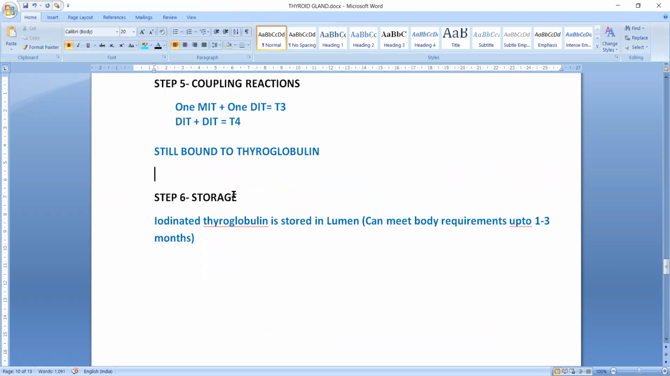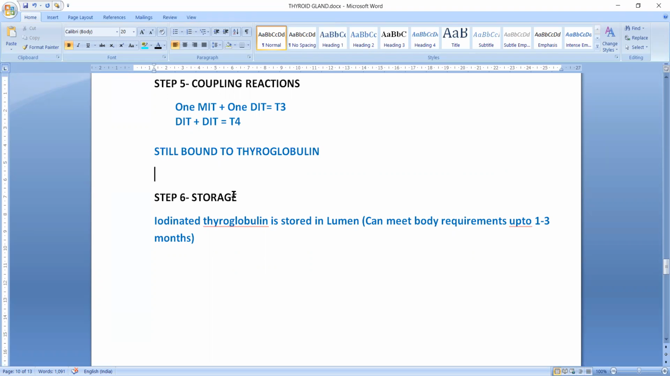In the step 6, storage. Now this is very important. Endocrine glands do not store their secretion inside the gland, but this gland, thyroid, is an exception, since the secretions of this gland are stored. This T3, T4, they are still bound to thyroglobulin, and they are stored in the colloid.